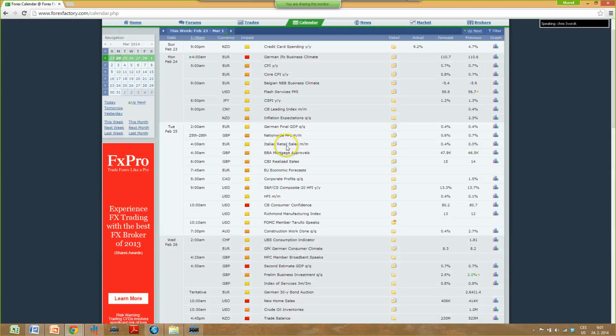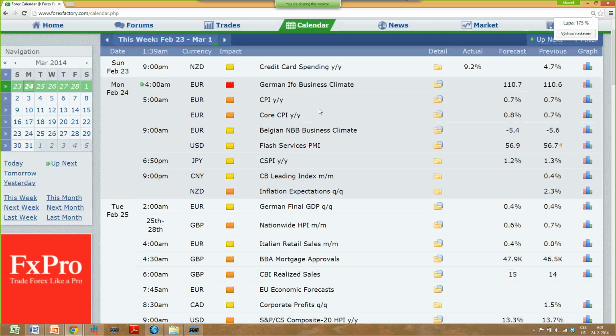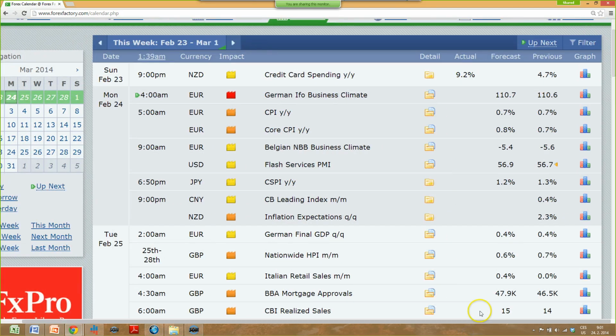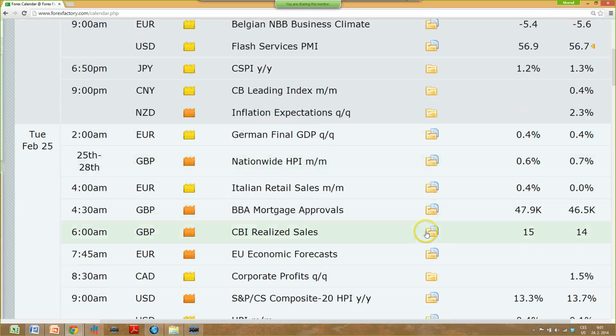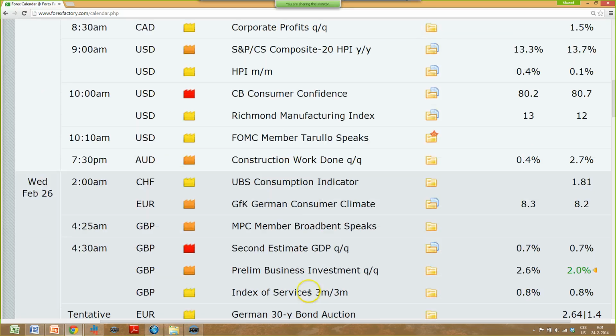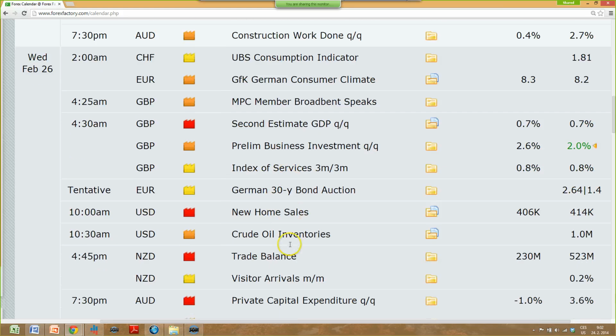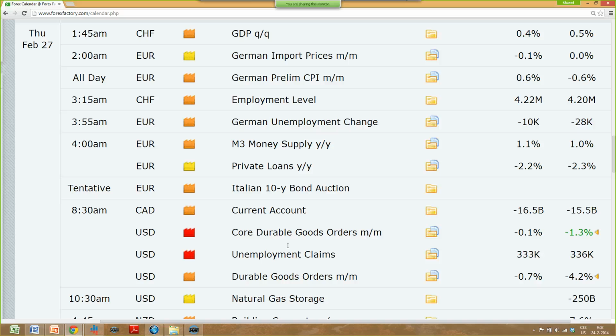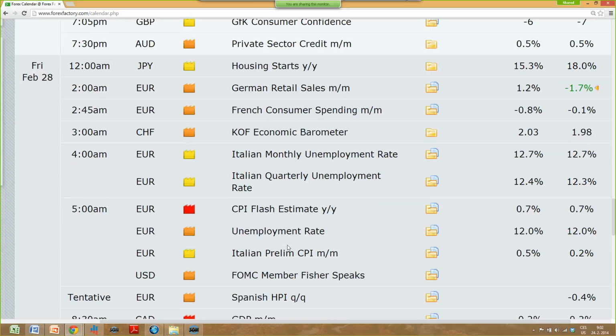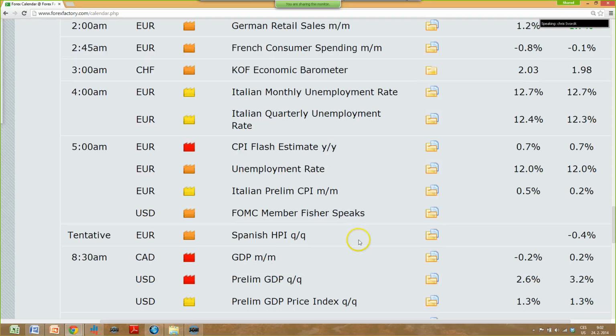So this week, let me start at the top here. Monday is pretty light news so far this week. As we can see here, we have, for instance, German IFO business climate today. And then later this week, we have the USD consumer confidence, second estimate on the GDP, on the pound, new home sales on the USD, unemployment claims on Thursday, and Friday some scattered news as well, but nothing major. The usual light, medium, and high impact news according to this source.